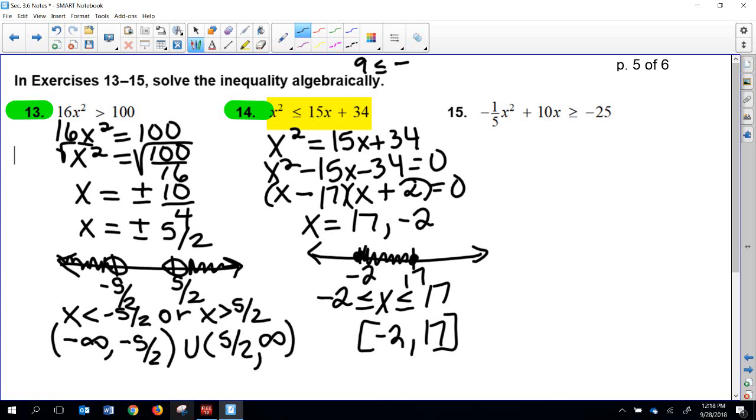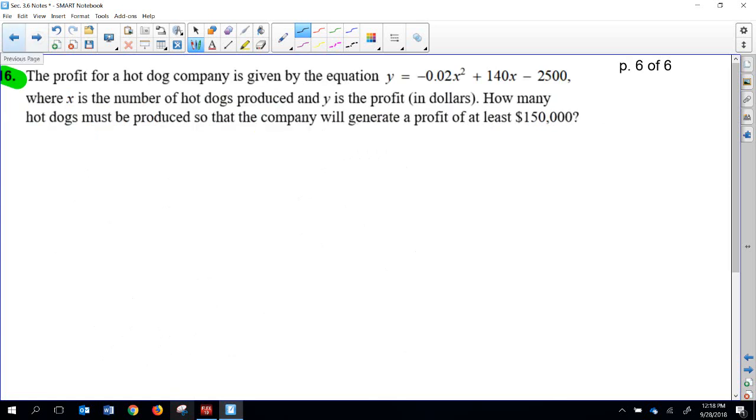All right, the last problem we're going to do, and it's a tough one. The profit for a hot dog company is given by the equation y equals negative 0.02x squared plus 140x minus 2,500, where x is the number of hot dogs produced and y is the profit in dollars. How many hot dogs must be produced so that the company will generate a profit of at least $150,000?